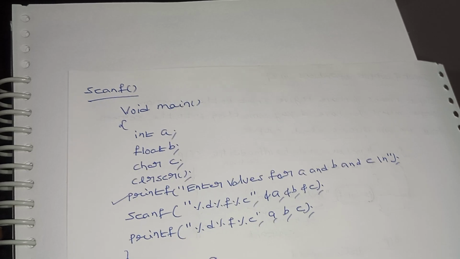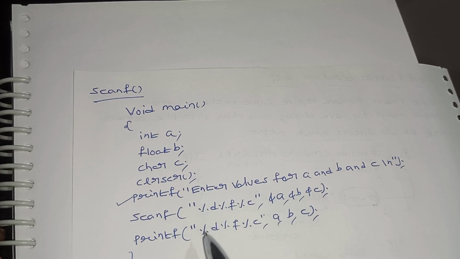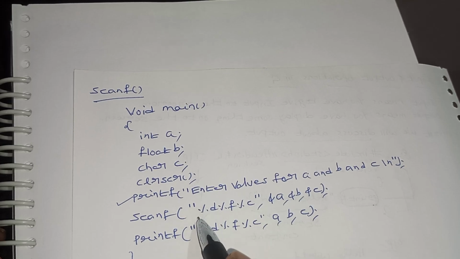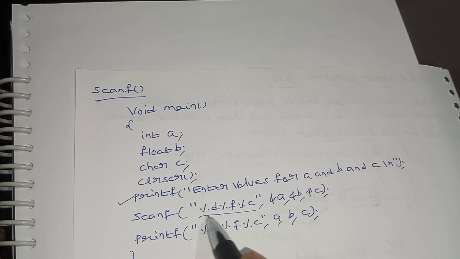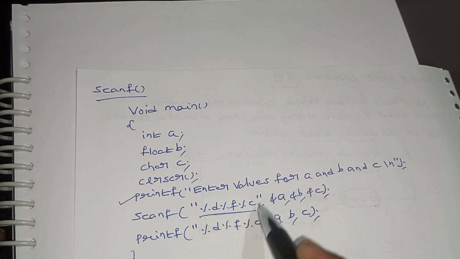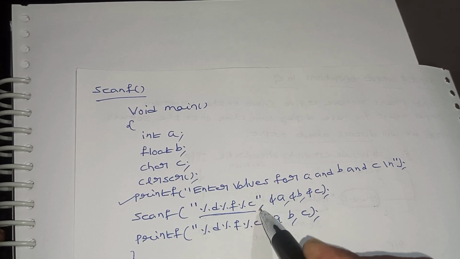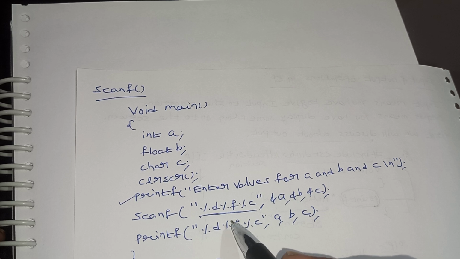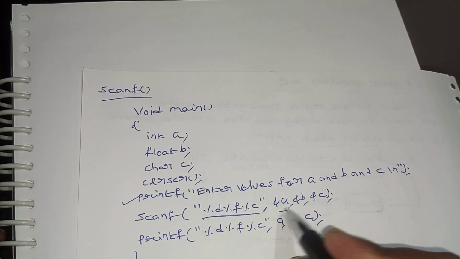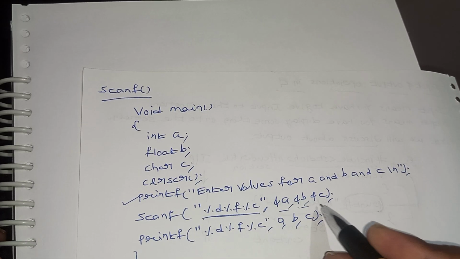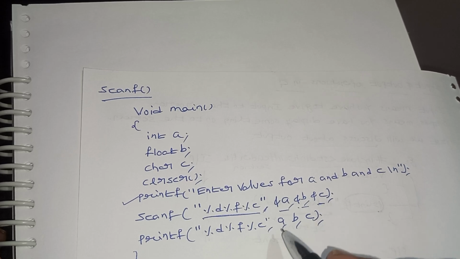Now coming to the scanf. Scanf means, what? This is where you mention the format specifiers, in double quotes, then a comma. This is the syntax. Now, how many values do I have to take? I have to take a, b and c. So I have to take the values of a, b and c.